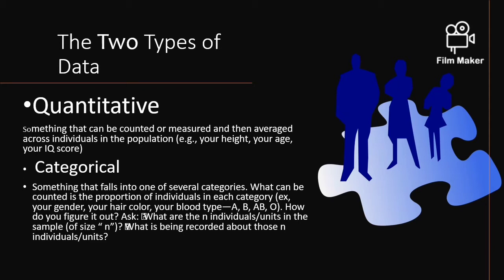How do you figure it out? Ask, what are the n individual units in the sample of size n? What is being recorded about those individuals per unit?